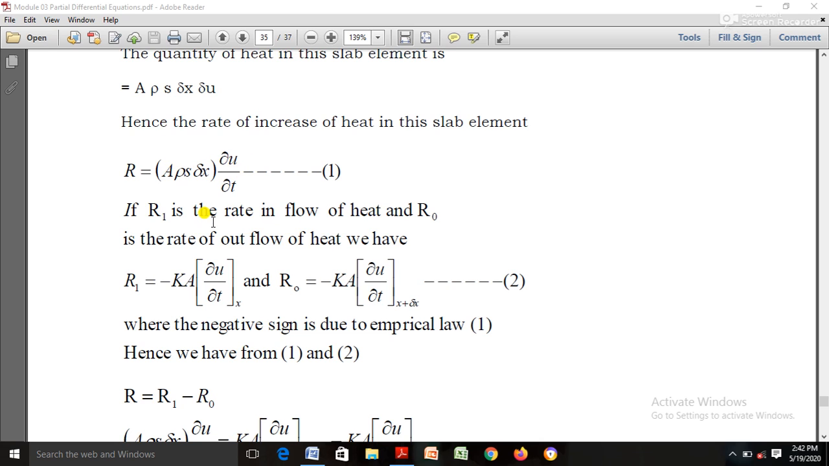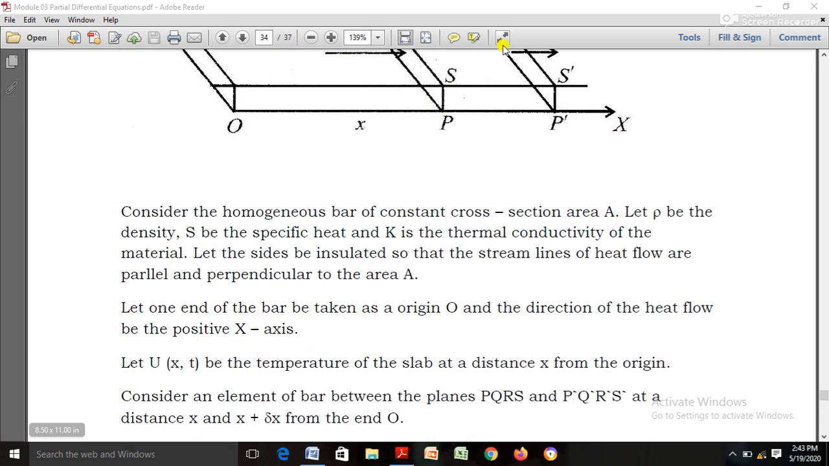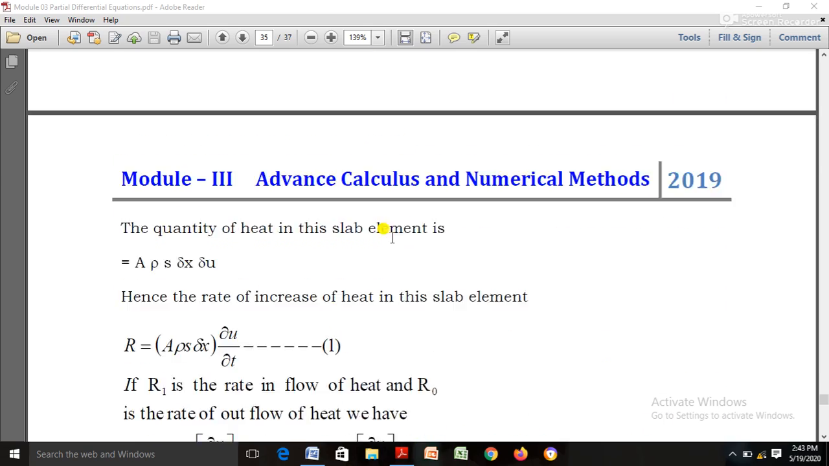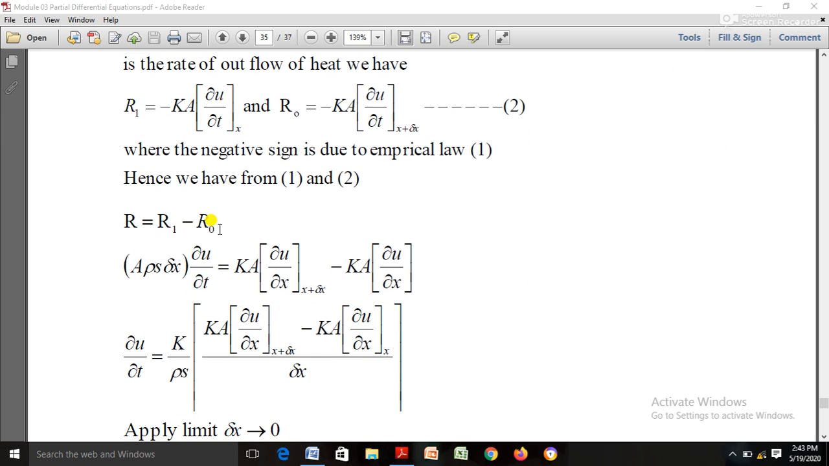It is equation 1. If R1 is the rate of inflow of heat and R0 is the rate of outflow of heat, we have R1 equal to minus K into dou u by dou x at x, and R0 equal to minus K dou u by dou x at x plus delta x. It is equation number 2, where the negative sign indicates that heat flows from higher temperature to lower temperature. Hence we have from 1 and 2, the heat absorbed in this is given by R equal to R1 minus R0.